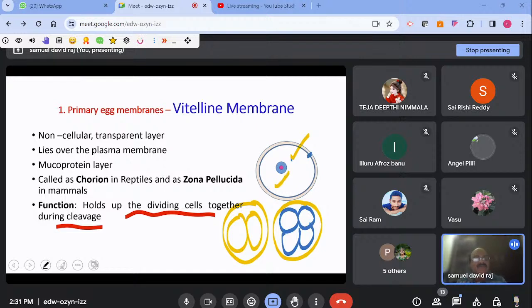And after that, two cells which are one-fourth of the size. Thus, four cells are said to be formed. And all these are held together by the vitelline membrane, which is present outside.